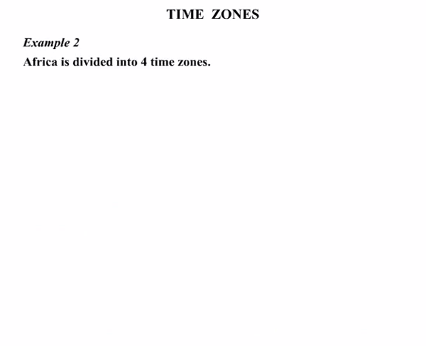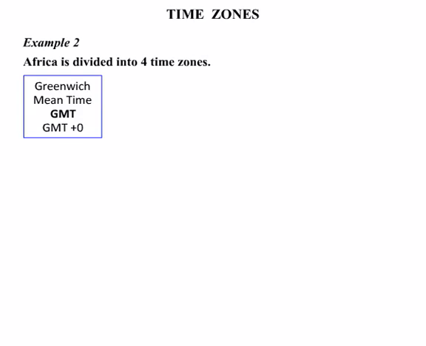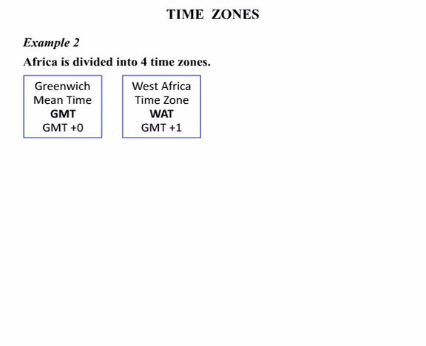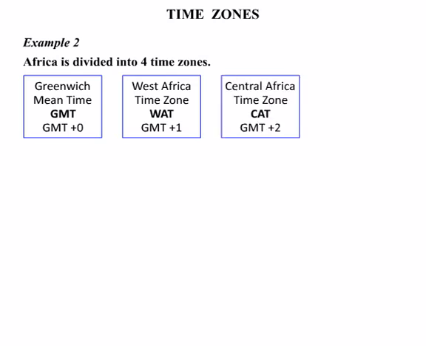Here we're told Africa is divided into 4 time zones. There's Greenwich Mean Time, it says GMT, then GMT plus 0. West Africa Time Zone, or WAT, and that's GMT plus 1. Central Africa Time Zone, or CAT, and that's GMT plus 2. And lastly, East Africa Time Zone, or EAT. Now that's GMT plus 3.